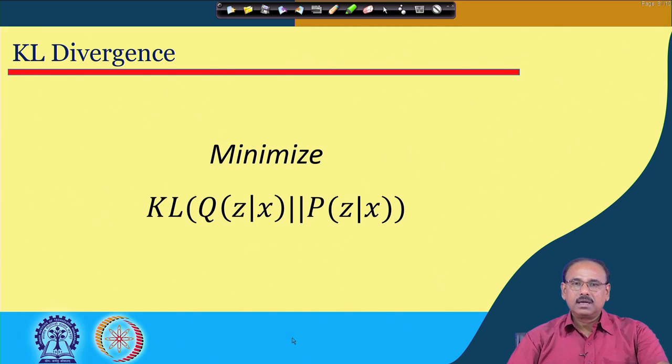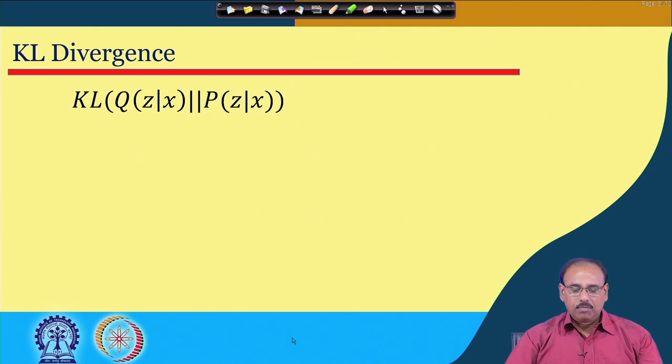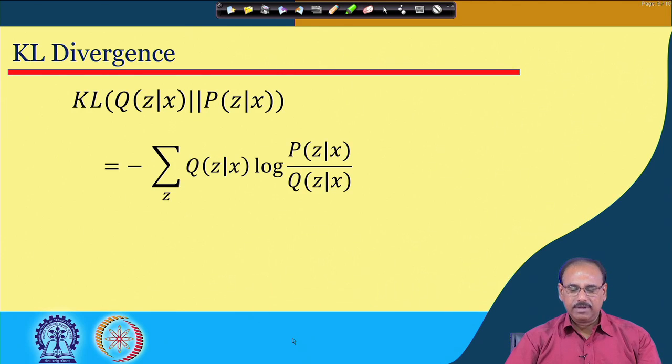You remember that our aim is to minimize the KL divergence between Q and P, because P is intractable. We have assumed a tractable distribution Q of Z, and we want to minimize the KL divergence so that P becomes similar to Q, the distribution which is tractable. So, effectively the KL divergence between Q of Z given X and P of Z given X, as we have just seen, is nothing but the sum of Q of Z given X into log of Q of Z given X upon P of Z given X.